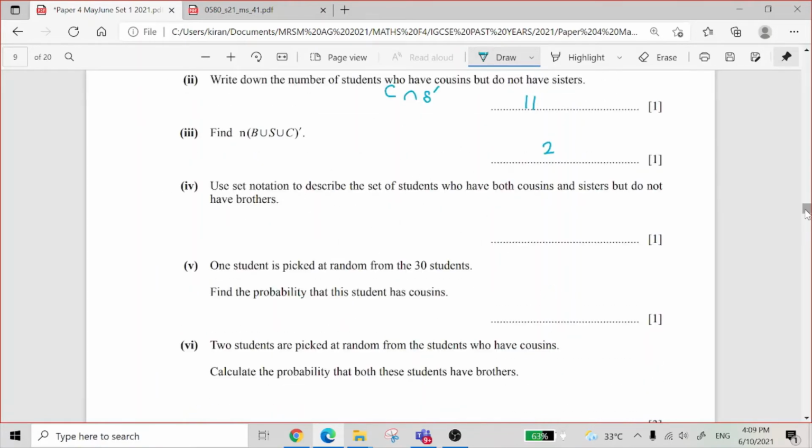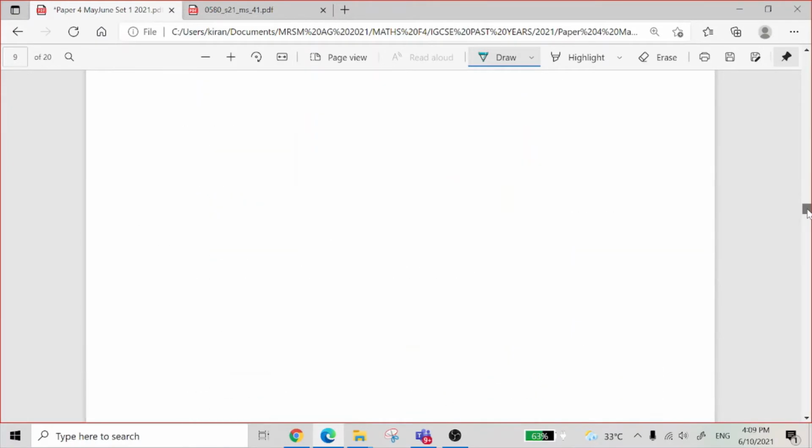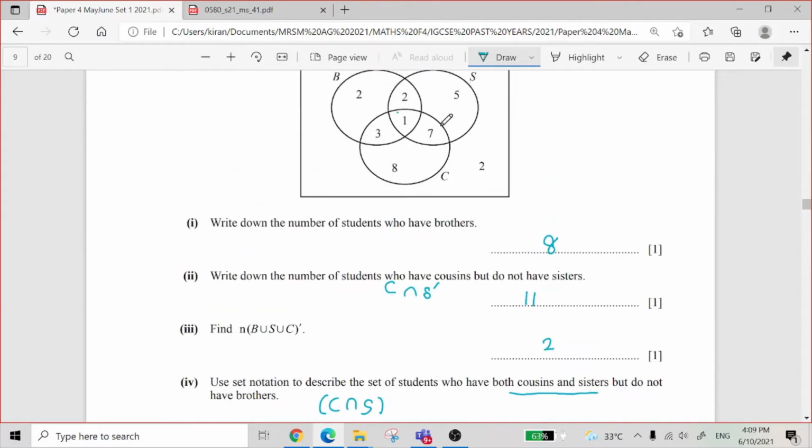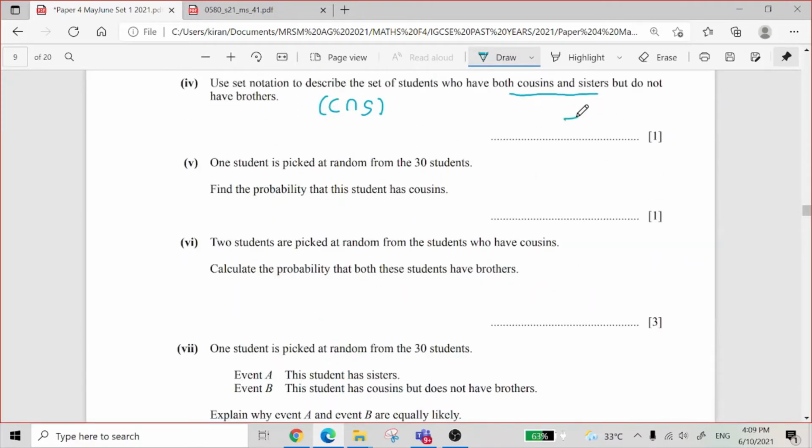Okay, so we go to the next question. Use set notation to describe the set of students who have both cousins and sisters but do not have brothers. They have cousins and sisters, but do not have brothers. So you can see here, C intersect with S here, but not in brothers, which is none. So we can take 7.